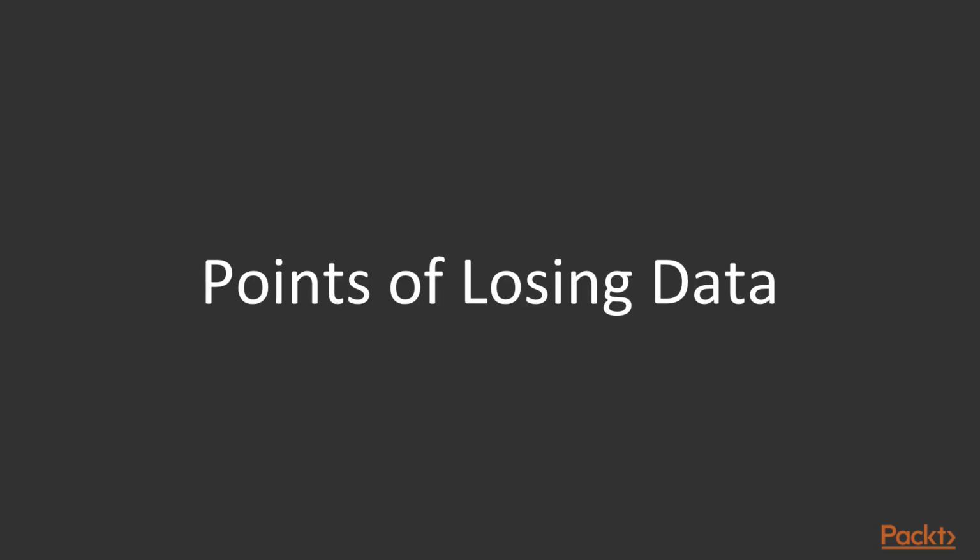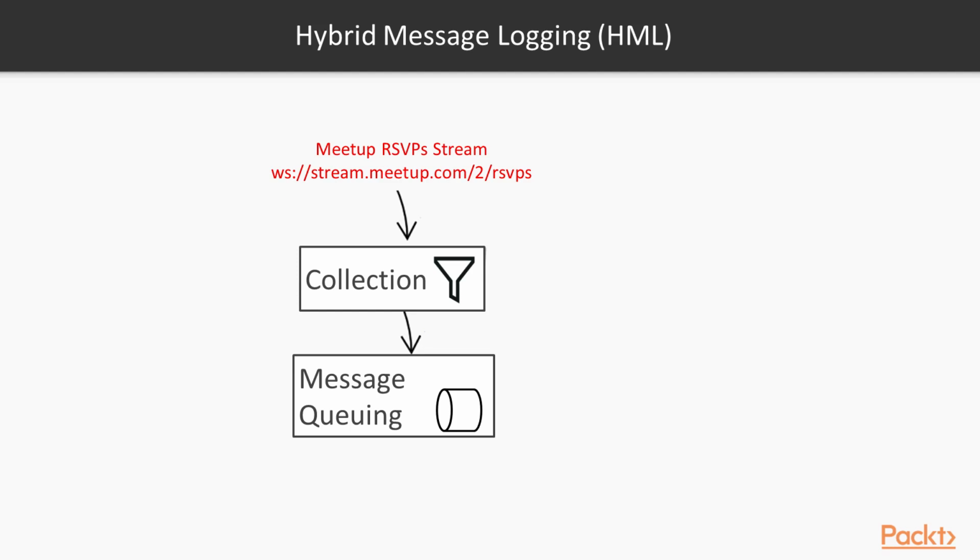But for now, let's identify some points of losing data in our streaming pipeline. So here we have isolated a part of our blueprint architecture, more precisely the collection and the message queuing tiers. We may consider that an RSVP is safe or not prone to be lost in the meetup RSVP endpoint and in the message queuing tier, but we cannot say the same thing while an RSVP is traveling between these points.